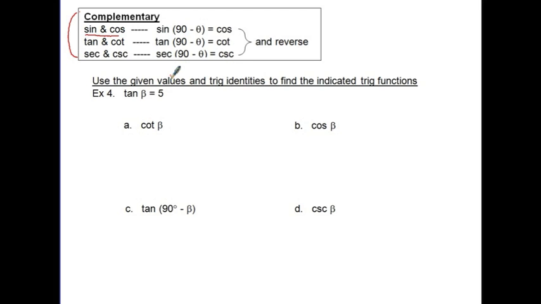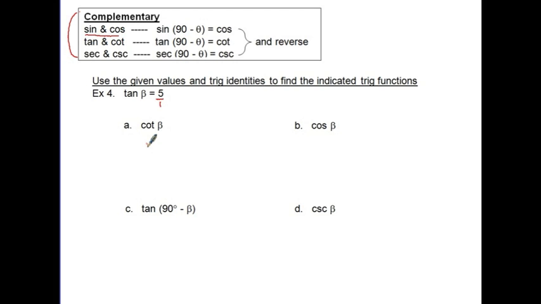So, let's look at the example they have. Use the given values and the trig identities to find the indicated trig functions. So, tangent of beta is equal to 5. I'm going to go ahead and make that into a fraction, let's say 5 over 1, just so I get used to having all these things in terms of fractions.